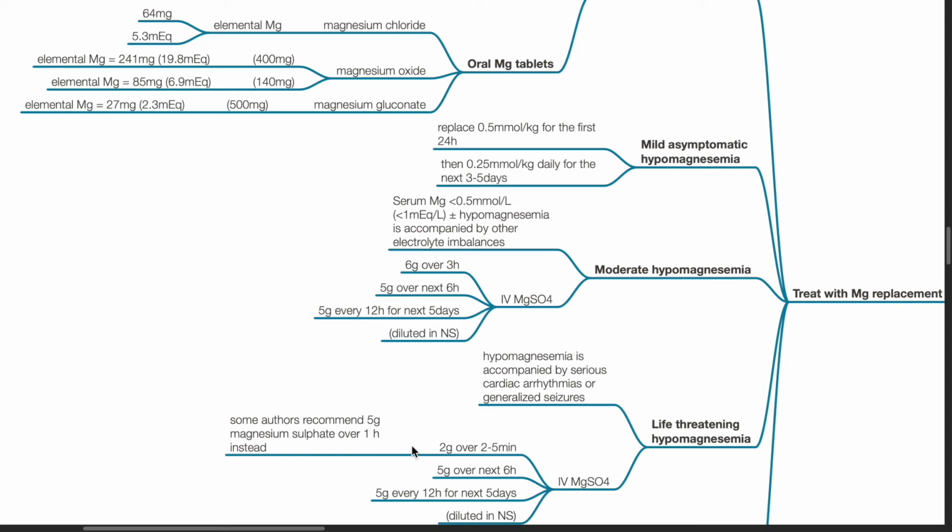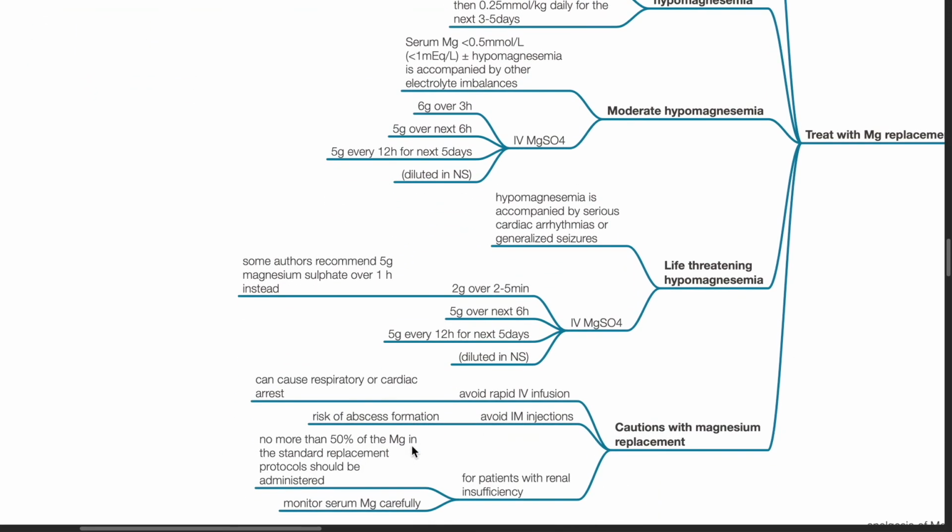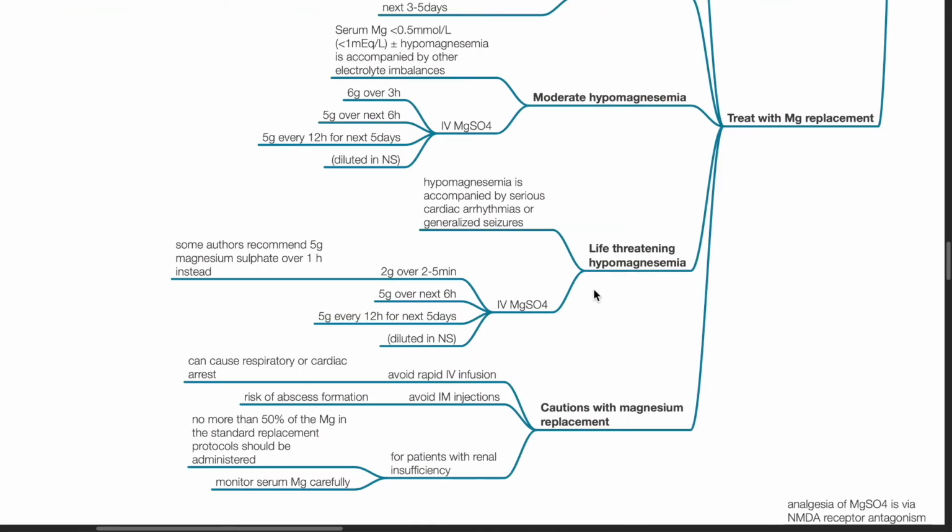For life-threatening hypomagnesemia, which is hypomagnesemia accompanied by serious cardiac arrhythmias or generalized seizures, the treatment is IV magnesium sulfate 2 grams over 2 to 5 minutes, followed by 5 grams over the next 6 hours, and 5 grams every 12 hours for the next 5 days.